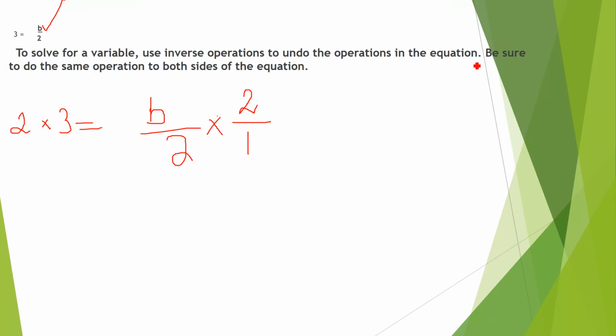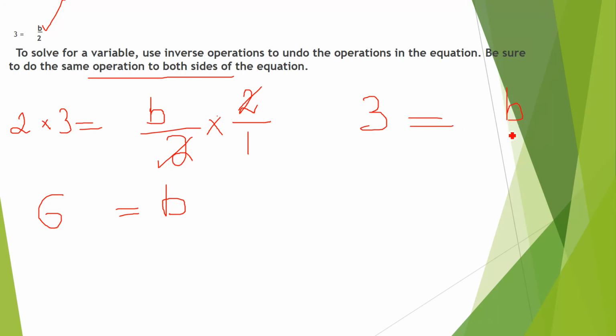This is the important point. Be sure to do the same operation on both sides of the equation. Right, 3 is equal to b over 2, as we had in the question. We multiply it by 2. Why? Because we want only b on the right hand side. And then 3 times 2 is 6. This is your answer.